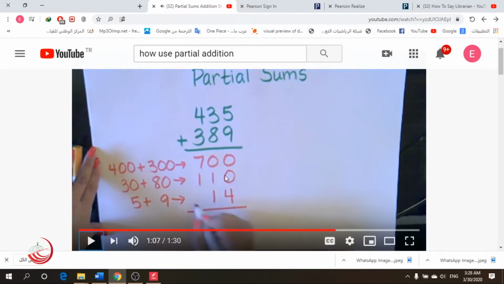So now she finished adding the hundreds and the tens and the ones. Now she will add all of them normally.